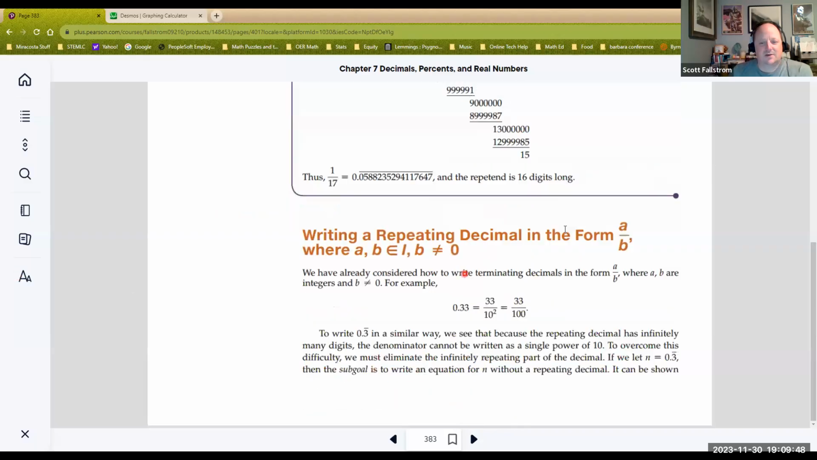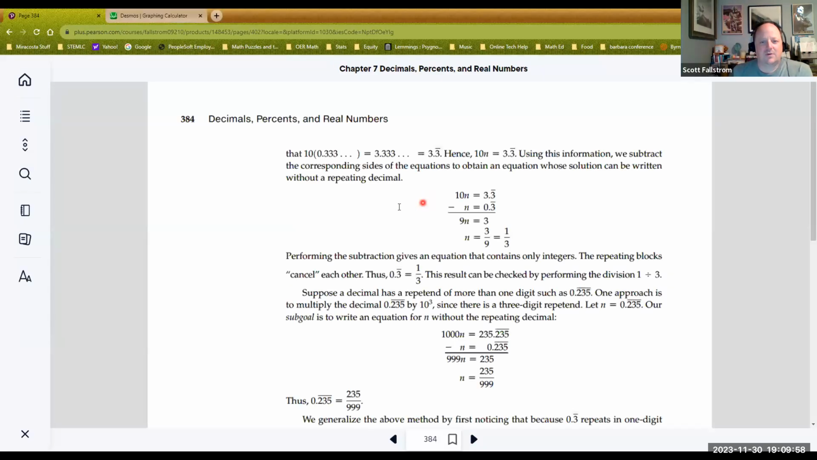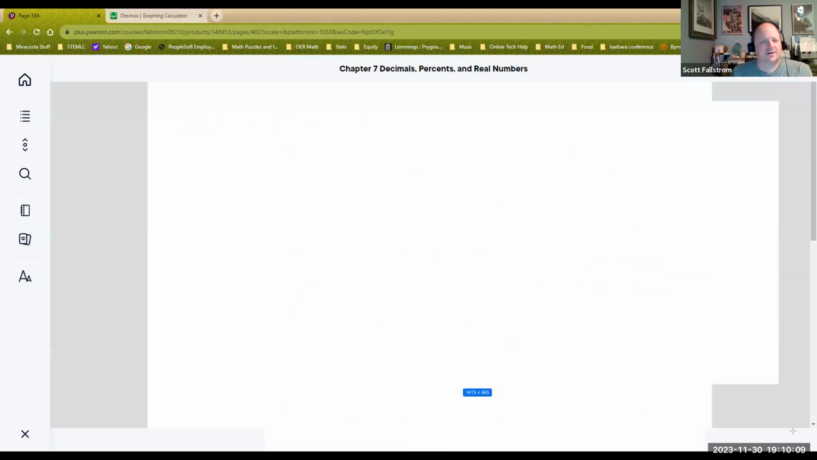What else? Writing a repeating decimal in the form a over b. Aha. So now we're going to go backwards. So we just saw how to take any fraction and write it as a repeating decimal. Let's see how we can take a repeating decimal and write it as a fraction. This does rely on infinite arithmetic. Some of you are probably going to really enjoy that, but let's take a look. Okay.